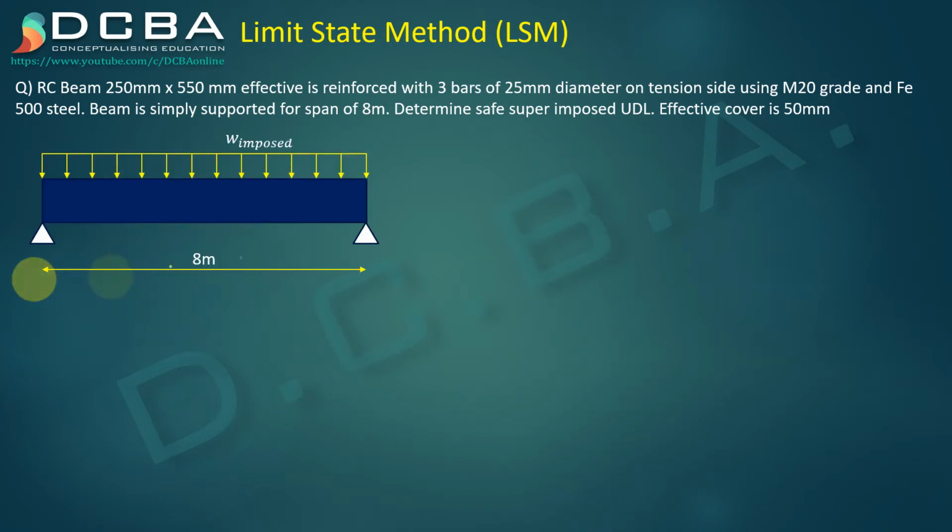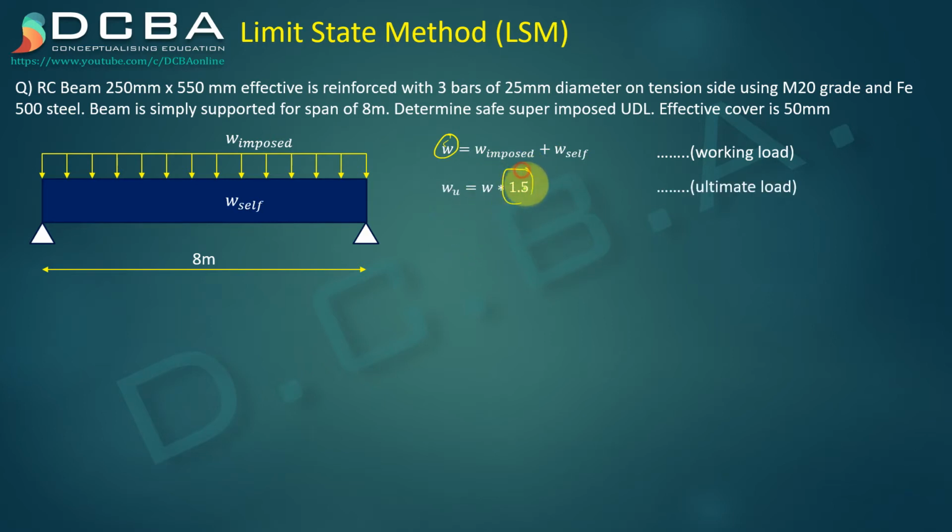Now, to find the safe superimposed load, the length is given as 8 meters. This is a superimposed working load. Just note down these words, very important: working load and ultimate load, because many times you will get confused. W is the total working load that the beam can carry. It is composed of imposed load plus self weight, and the ultimate load will be W into 1.5. From where this 1.5 factor comes, we had seen in the previous numerical. It is given in the load factor table of IS 456, right?